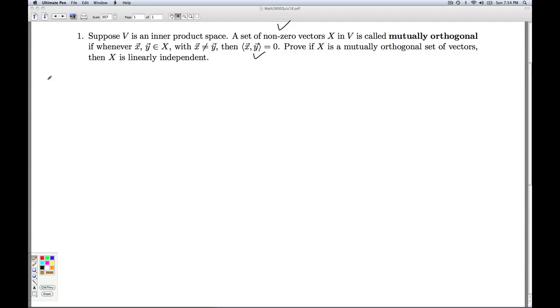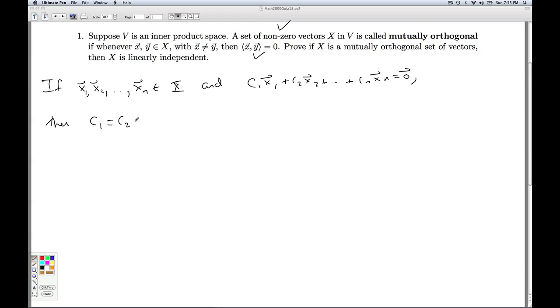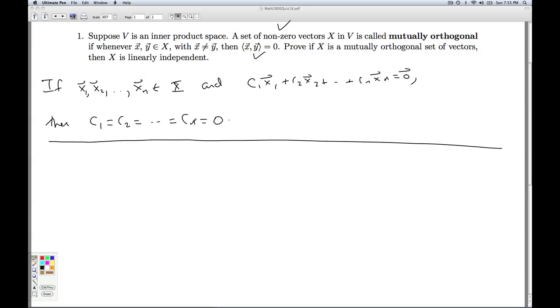What do I need to show? I need to show that if I take vectors in X and I have a linear combination equal to 0, then all the constants are necessarily equal to 0. So I'll start off with this, and I'll have to conclude this, and I have to somehow use this inner product property.